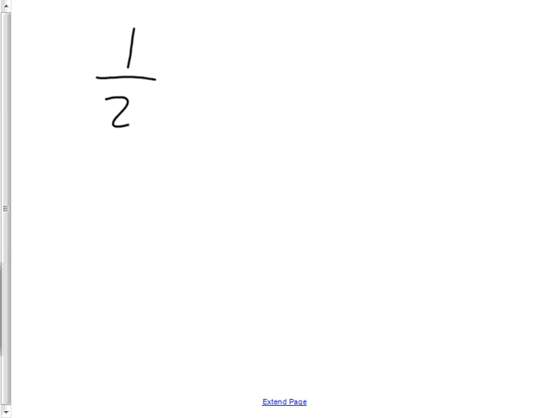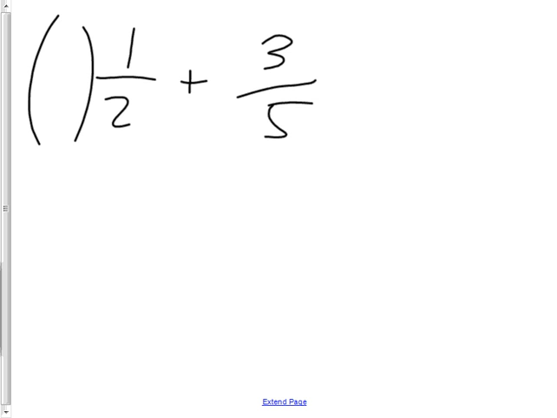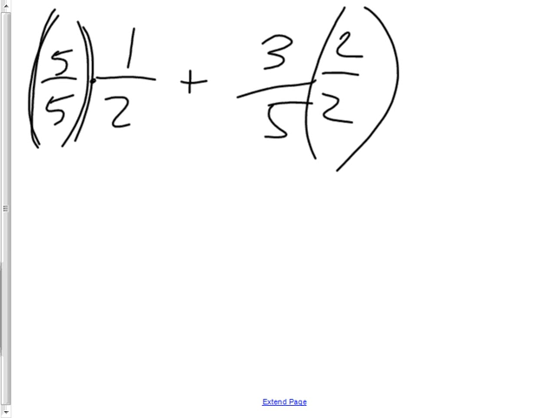First, let's talk about the easiest kind. Let's say you had 1/2 plus 3/5. Obviously, they don't have a common denominator. What would be a good common denominator? 10. So what you do is you ask yourself, what could I do to this fraction to make it into tenths? I should multiply by 5 over 5. If I just multiply by 5 on the bottom, that's not fair. I got to do it to the top and bottom, because multiplying by 1 like this is okay. And then over here, I'm going to multiply by 2 over 2. And now I have a common denominator of 10.